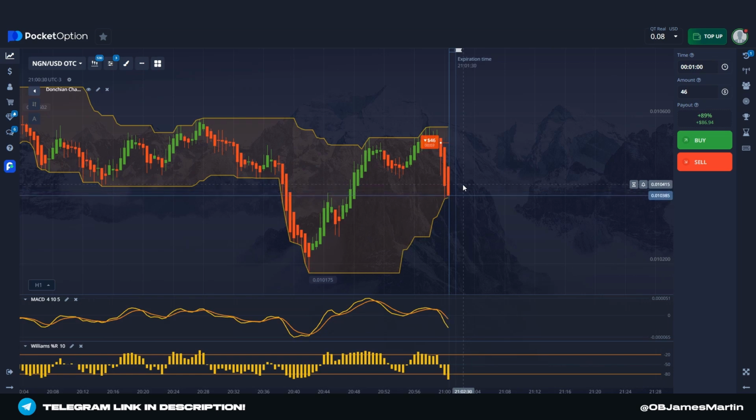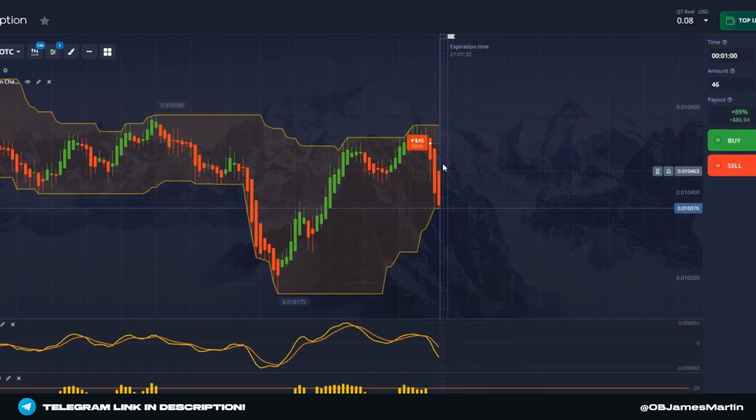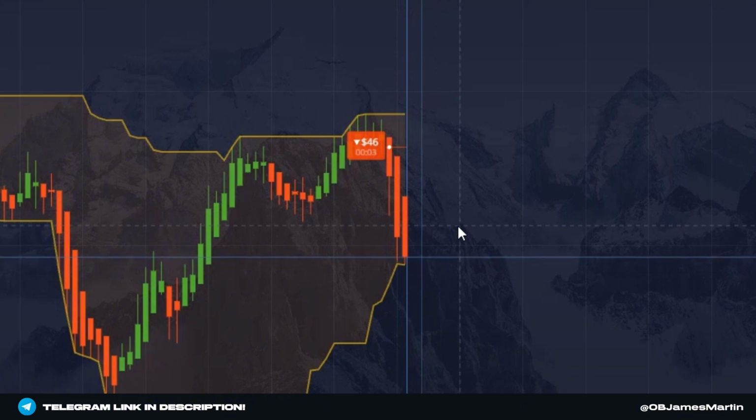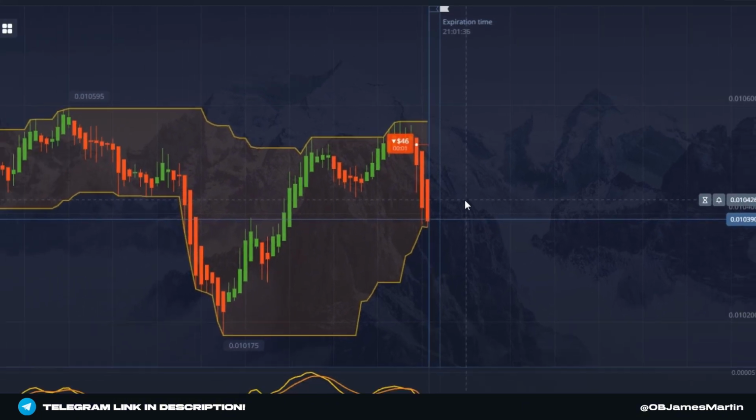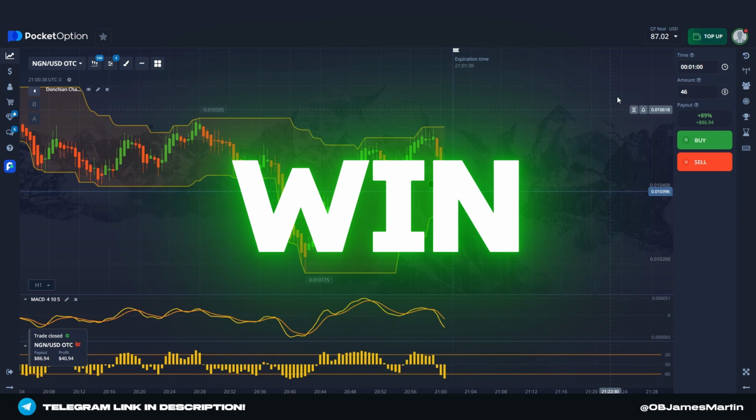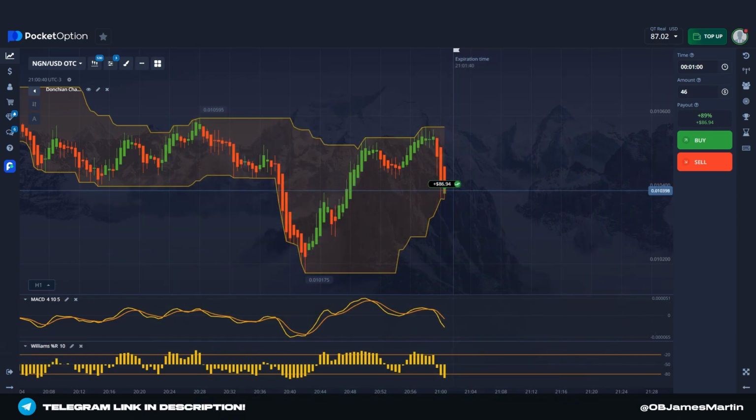Another pair. Here I see the past correction looks stable, guys. I look at this, open the trade and wait for the results. And it's another profitable one for sure, man. That's very good, $87 on that.